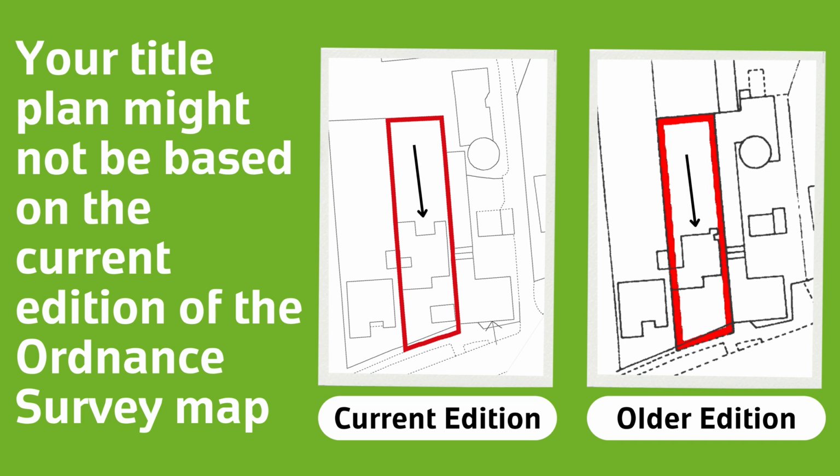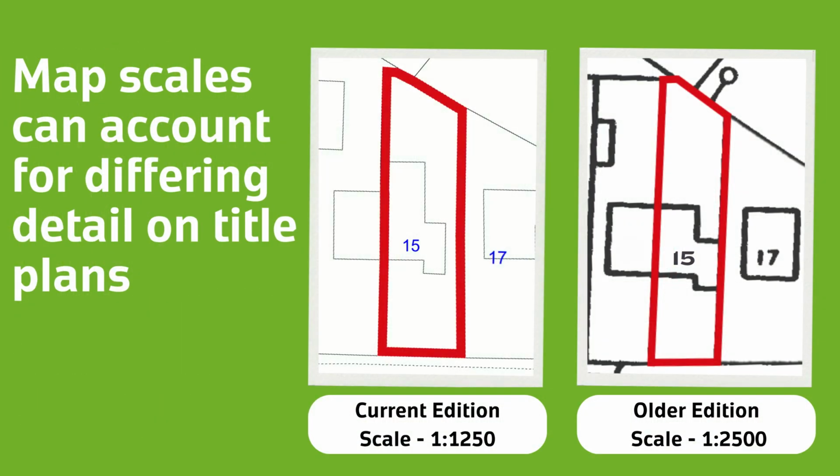Additionally, map scales can account for differing detail on title plans. As such, different editions of the map may show the same feature in a slightly different place. In this example, we have two houses, number 15 and number 17. The older edition of the Ordnance Survey map shows the boundary running between number 15 and number 17, projecting off the garage belonging to number 15.